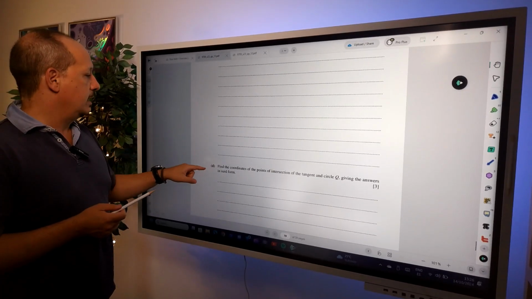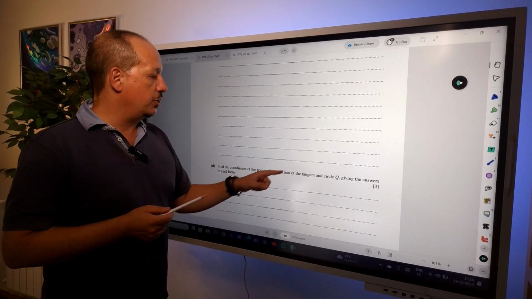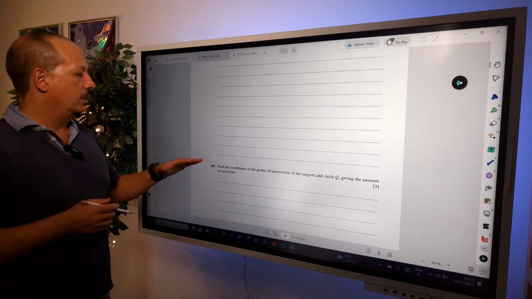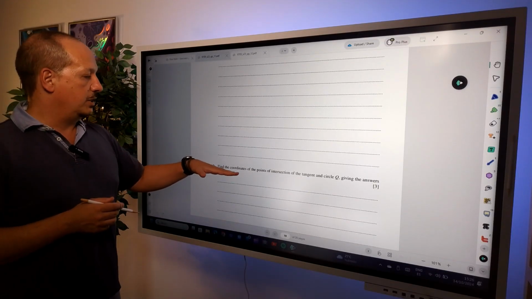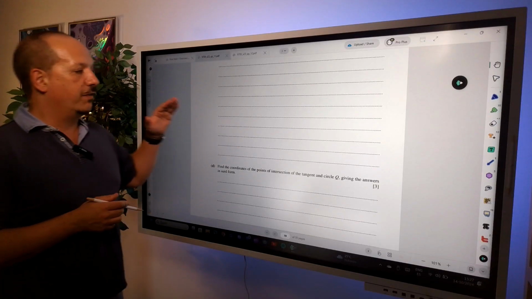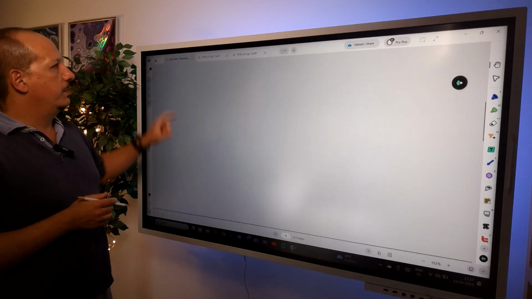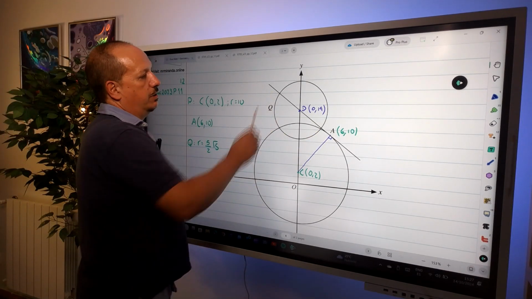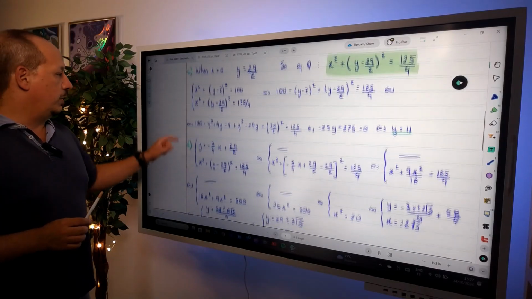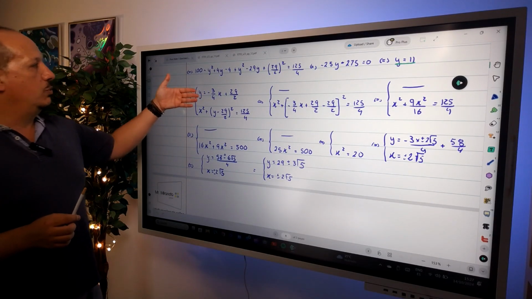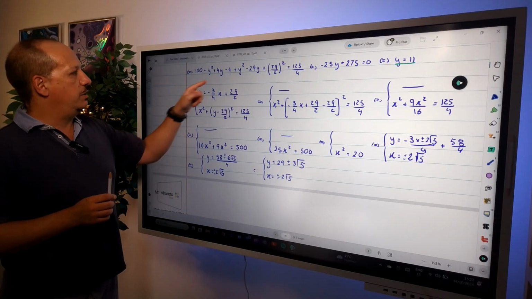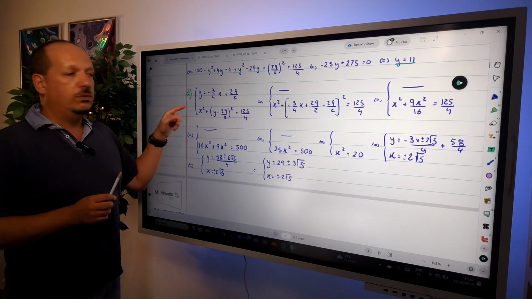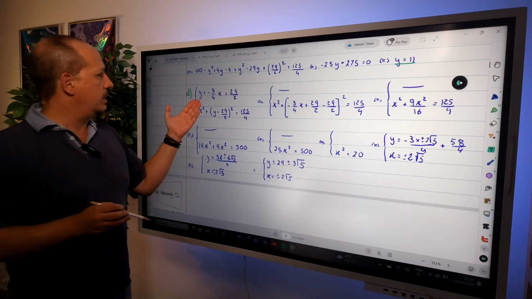Then the last question was, find the coordinates of the points of intersection of the tangent and circle Q, giving the answers in surd form. Again, the coordinates of the points of intersection of the tangent and circle Q. So here and here. Again, points of intersection. What you have to do is use simultaneous equations. Here you have the equation of a straight line. Here you have the equation of circle Q. And now solve it. I used substitution.